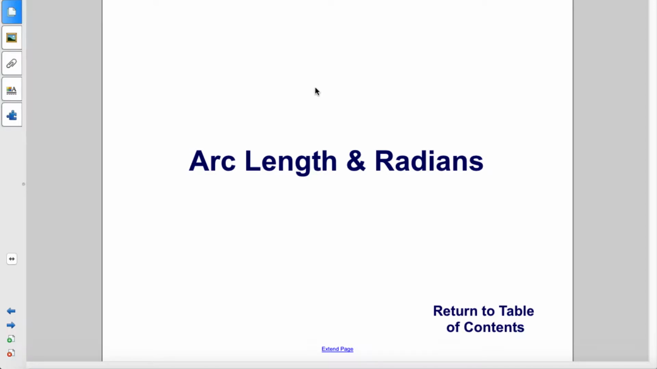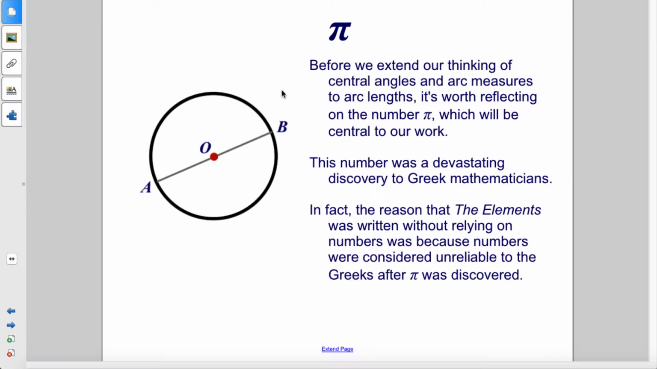Arc length and radians. Pi. Before we extend our thinking of central angles and arc measures to arc lengths, it's worth reflecting on the number pi, which will be central to our work. This number was a devastating discovery to Greek mathematicians. In fact, the reason that the Elements was written without relying on numbers was because numbers were considered unreliable to the Greeks after pi was discovered.